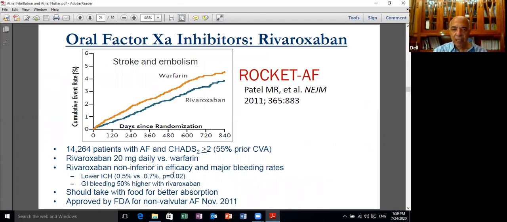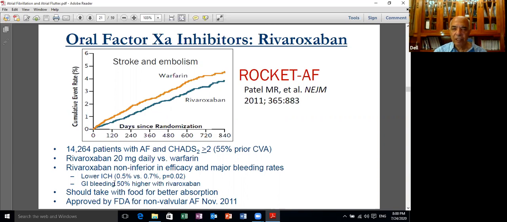Rivaroxaban was studied in a pivotal trial, the ROCKET AF trial, warfarin against rivaroxaban in a huge number of patients. And the outcome is that the efficacy of rivaroxaban was not inferior to the efficacy of warfarin, less intracranial hemorrhage, more gastrointestinal hemorrhage. The important point to remember about rivaroxaban, it has a poor absorption, so it should be given with the main meal. So abroad they give it with dinner. We give it here with the noon meal. The main meal should be given in order to enhance it.